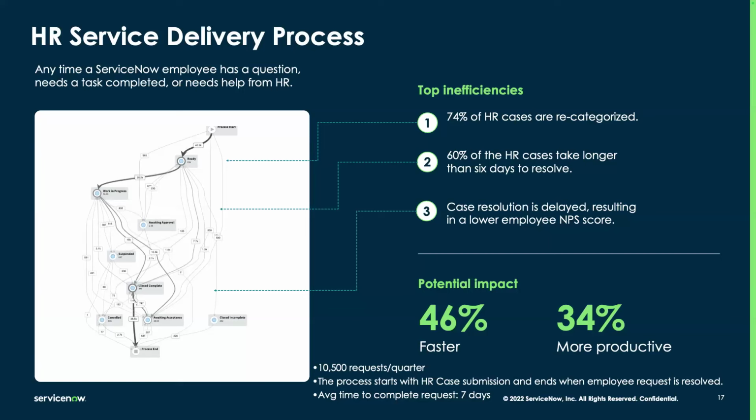Maybe, I've seen in my career a lot of things that came in as payroll, but are really about compensation, or they come in as compensation and it's really about payroll. Maybe a case comes in and it should be three separate cases for three different HR services. There are a lot of things that are happening. But that's a lot, right? Almost three-quarters of cases are getting recategorized. 60% of cases take longer than 6 days.